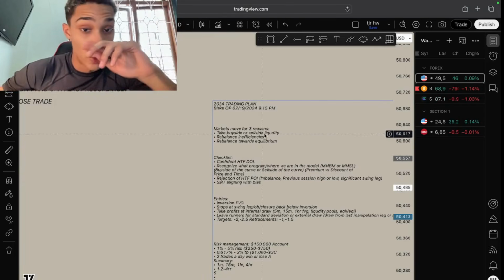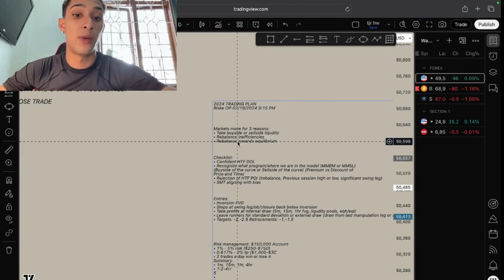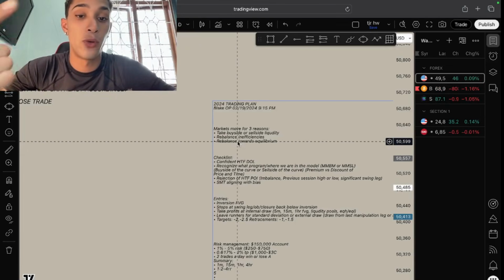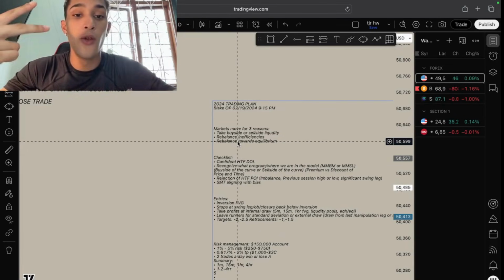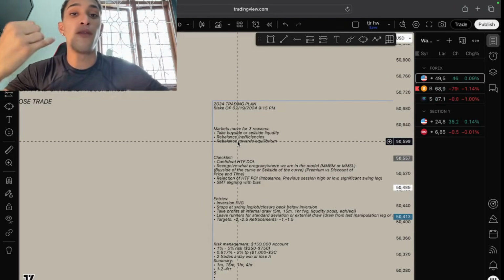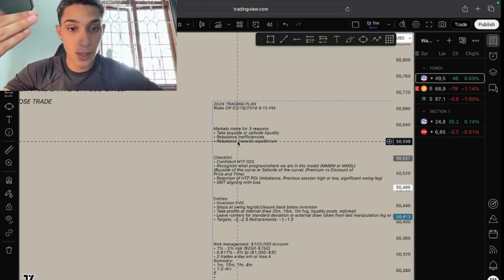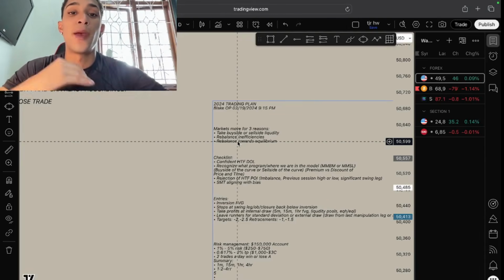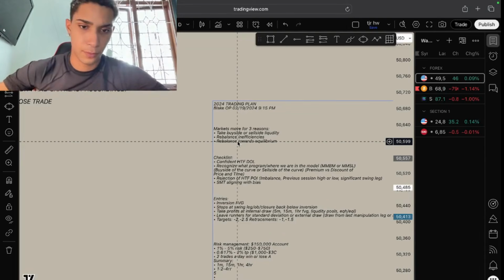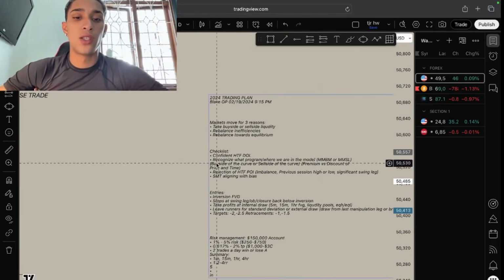Getting into it, so those are the 3 reasons the market moves. I'm just going to repeat it one more time. Taking buy side or sell side liquidity, aka highs and lows, rebalancing inefficiencies, aka fair value gaps, order blocks, rejection blocks, and rebalance towards equilibrium, aka 50% of the range. Now, onto this checklist here.